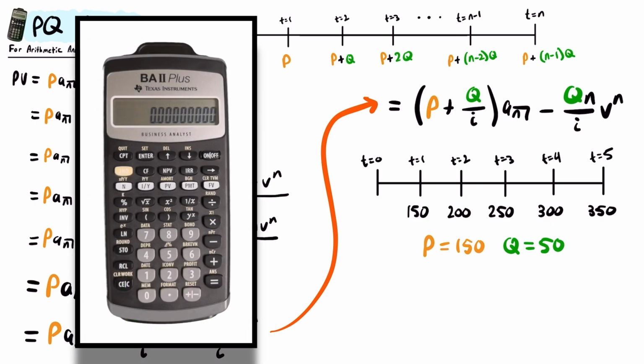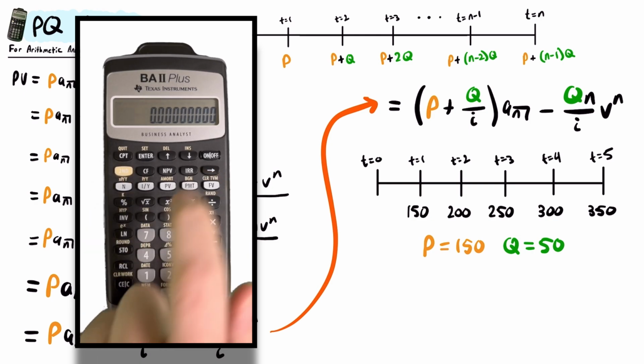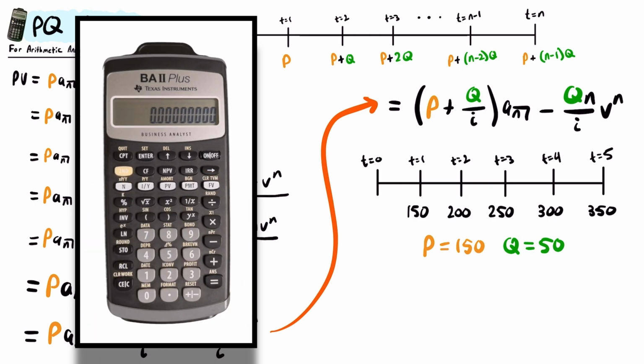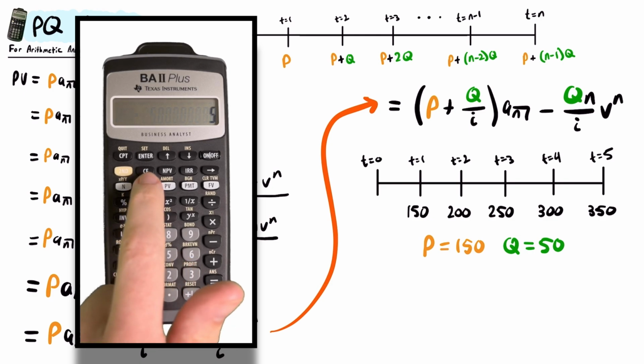So in your BA II Plus calculator, first of all, make sure that you clear out the TVM values before you do any new calculation. So to do that, hit second and then future value. That will clear out the TVM values. And then let's put in the easy information. We know that the number of payments is 5, so we'll hit 5 and then N. And we're going to use an interest rate of 5%, so we'll hit 5 and then I/Y.